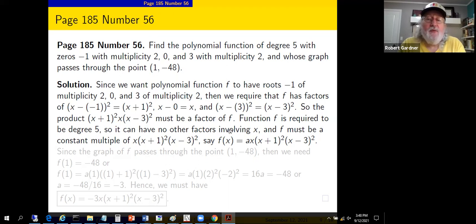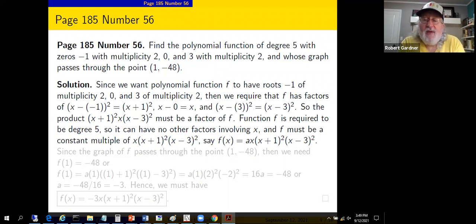So there can't be any other factors involving x of this function f. If there was another x minus something, then you'd have a 6th degree polynomial. And we know we're looking for a 5th degree polynomial. So the desired function f, the polynomial function, must be some constant multiple of what we have up here. Let's rewrite it a little bit and bring the x factor to the front. x times x plus 1 squared times x minus 3 squared, some non-zero constant multiple of that. f of x must be of the form a times x times x plus 1 squared, x minus 3 squared, just like in the previous example, except this time we have those exponents on there.